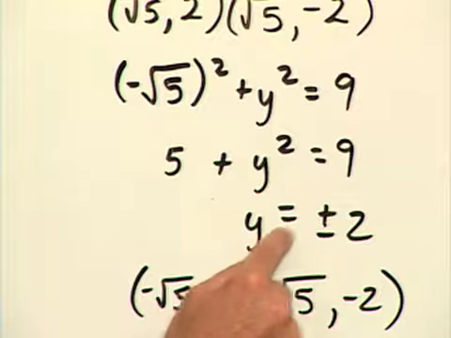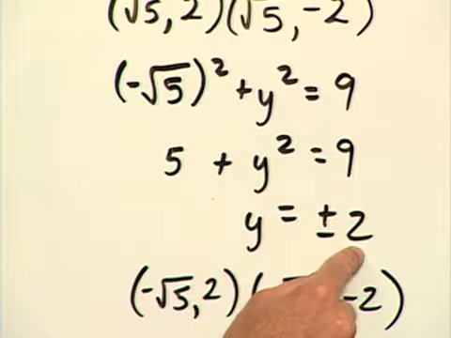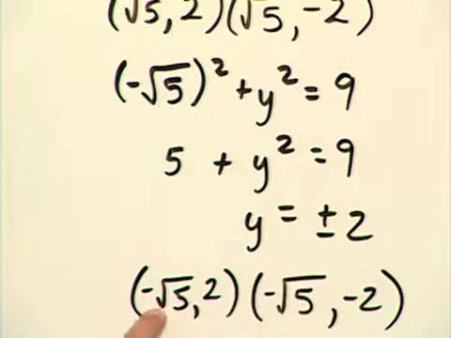So we'll have y is equal to plus or minus 2. So with negative square root of 5, we'll pair it with a 2, and negative square root of 5, we'll pair it with a negative 2. So for this particular problem, we had four solutions.